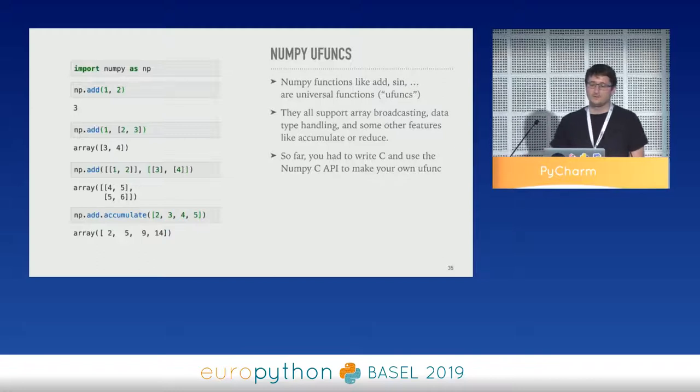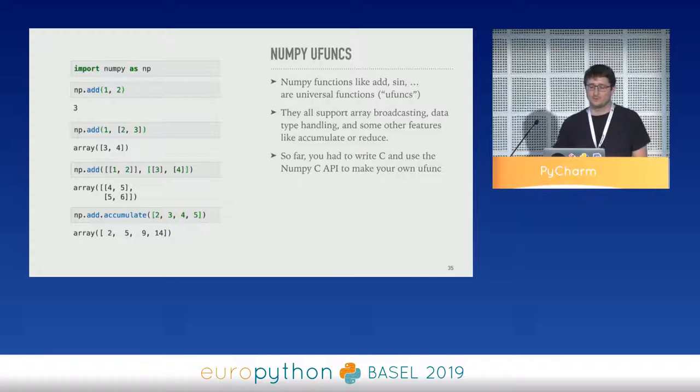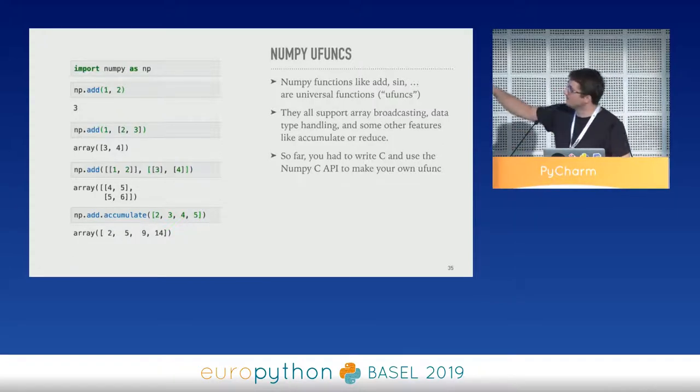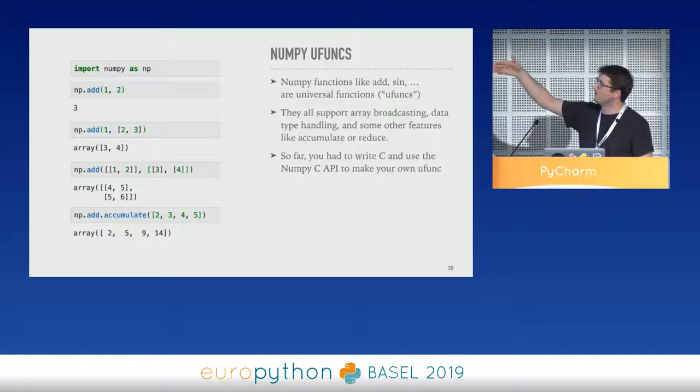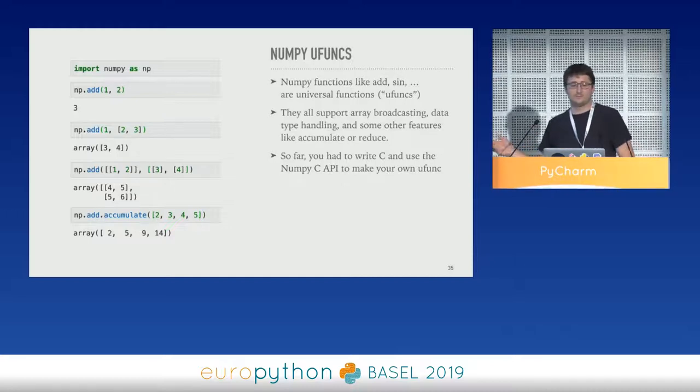Another thing I wanted to introduce are NumPy ufuncs, or universal functions. So these are functions like add, sin, and so on from NumPy itself. And these all support array broadcasting, which you can see here on the left side. So you cannot just multiply two numbers. You can also multiply a number with an array, and it will broadcast these inputs and generate an output array. And there's a more complex example here. And then they also have these special methods attached, like accumulate, which apply it to one element at a time, and accumulate it, giving a different output array.